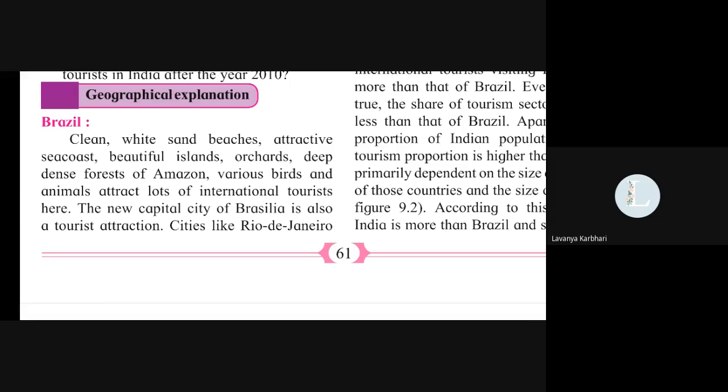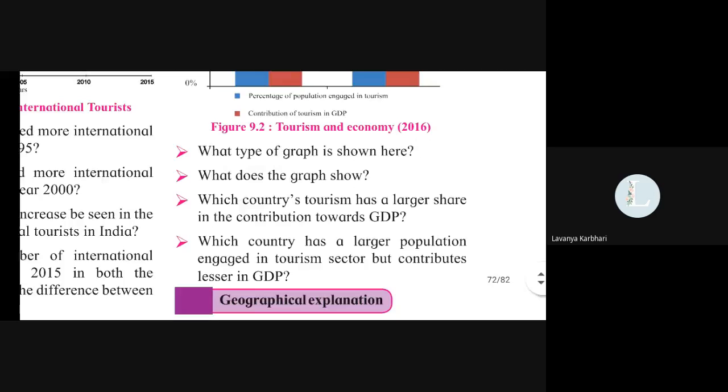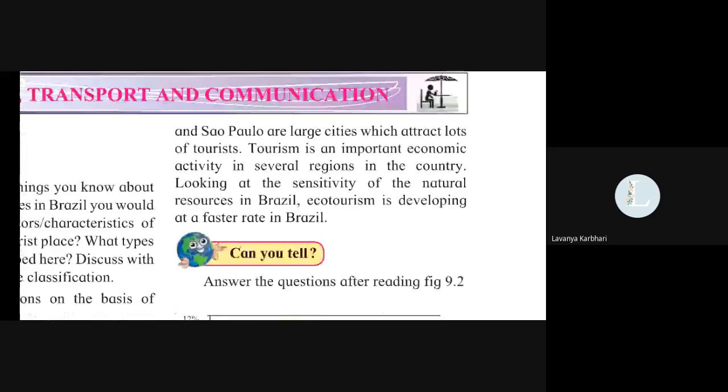Cities like Rio de Janeiro and Sao Paulo are the largest cities which attract lots of tourists.